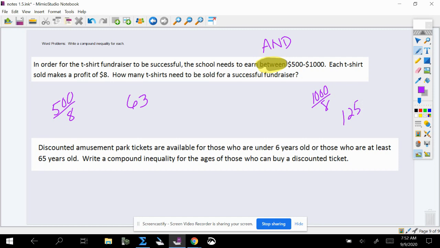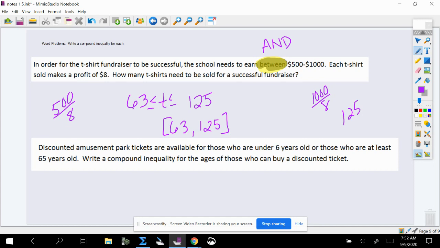So in order to have a successful fundraiser, my number of t-shirts needs to be between 63 and 125. So I'm going to say, and it can't include that. That would still be a successful fundraiser. I'm going to use T for t-shirts. You could use X, any letter you want. So the number of t-shirts that I need to sell is between 63 and 125. I can write it like that. I can write it like this. I wouldn't graph it, though. A lot of the word problems, graphing doesn't really make sense.